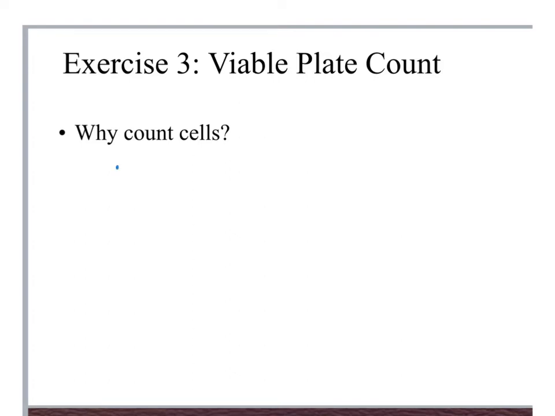In the clinical lab, a patient is only considered to have a urinary tract infection if they have above a certain number of cells. And the number that I found is about 100,000 cells or colony-forming units. We'll talk about what that means in a minute, per mL of urine. Okay, so in the clinical lab, it might be important to get a count of cells to see if a patient has a UTI.